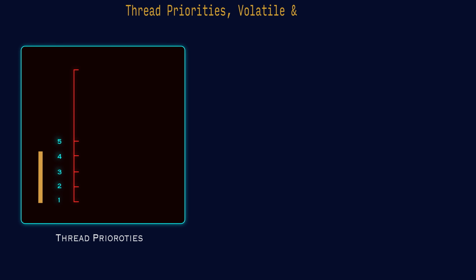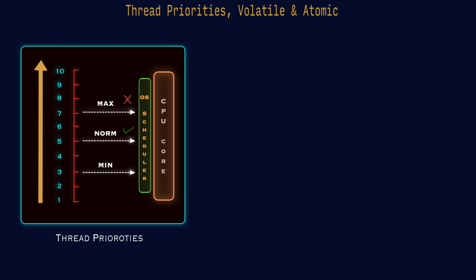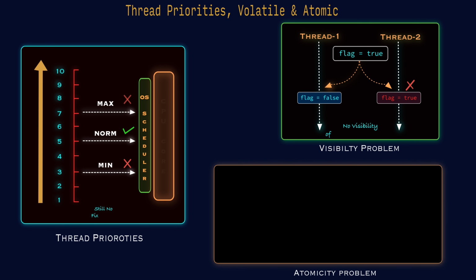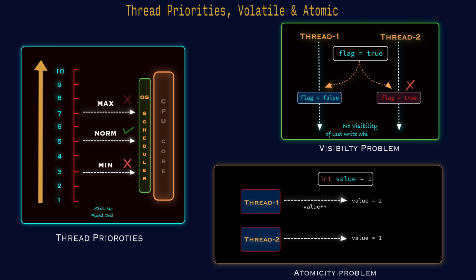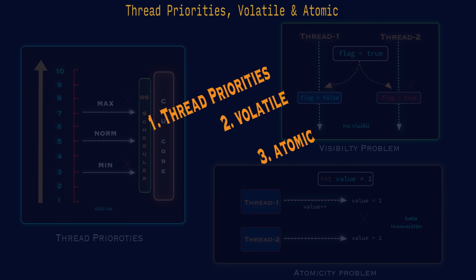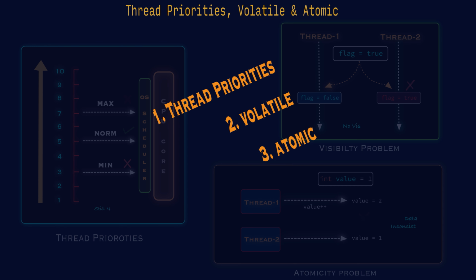Have you ever wondered why Java threads still run out of order even with max priority, or a Boolean flag isn't visible to all threads instantly, or a teeny value plus plus becomes a race condition? Welcome to Java concurrency, and today we are diving into what really drives thread scheduling, how to make threads see each other's updates, and the atomic tools that stop race conditions before they even start.